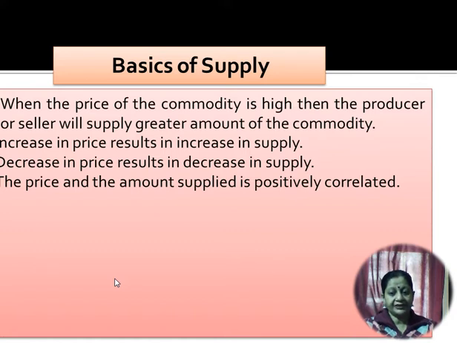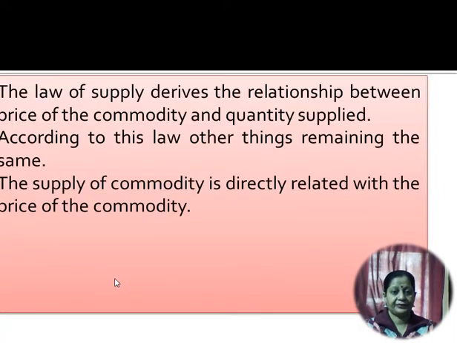That means there is a positive or direct relationship between the price of the goods and the quantity supplied. The law of supply describes the relationship between the price of the commodity and quantity supplied. According to this law, other things remaining the same, the supply of a commodity is directly related with the price of the commodity. So in both the law of demand and law of supply, price plays a very important role, and on price the law of demand and law of supply actually work.